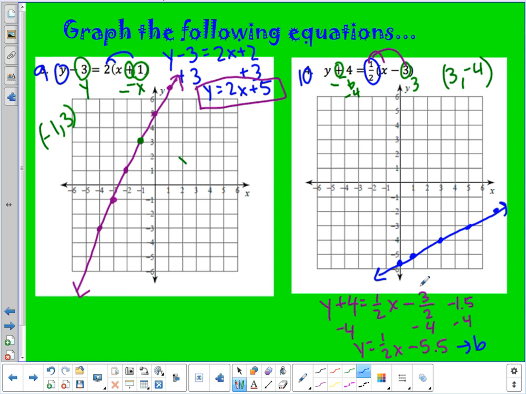There it is. So using point-slope form, you can do it either way. If you recognize that this is your x value, this is your y value, make a point, count the slope from there, and you get your line. Okay.